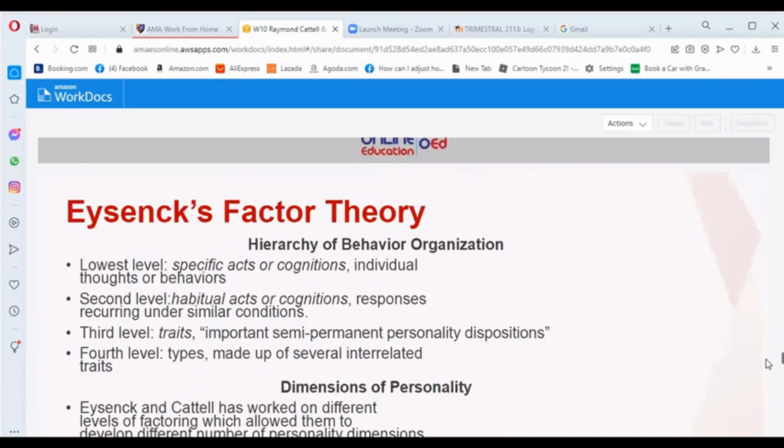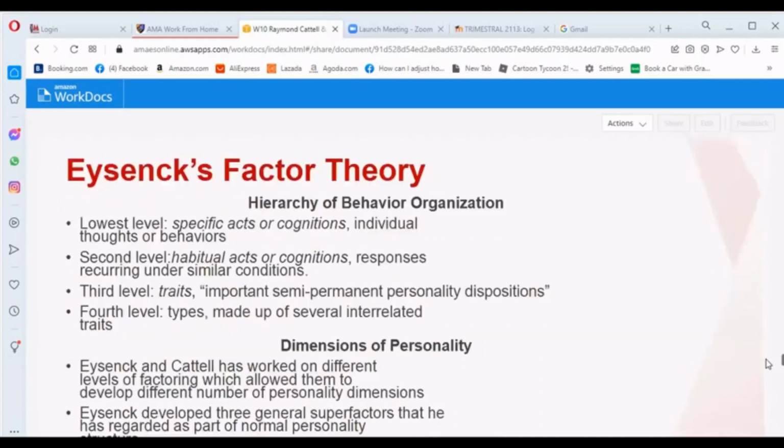Again, for Eysenck's factor theory, the lowest level is specific acts or cognitions, individual thoughts or behaviors. That's 1. The second level is habitual acts or cognitions, responses recurring under similar conditions. Under the third level, traits, which are important semi-permanent personality dispositions. And the 4th level is types, made up of several interrelated traits.